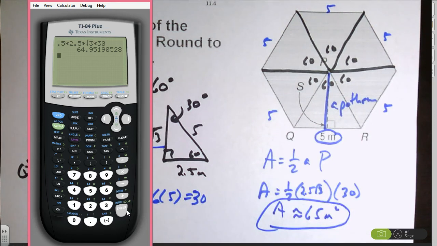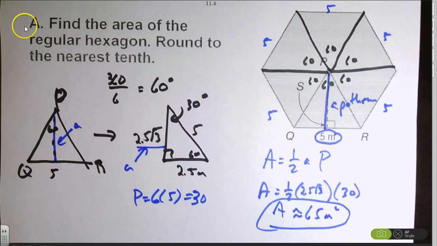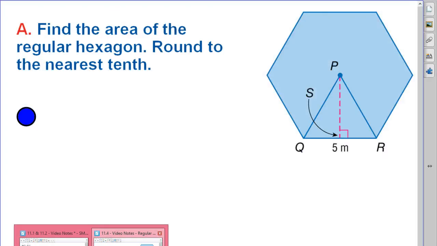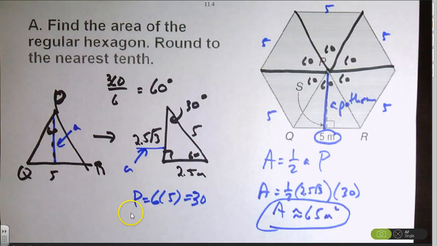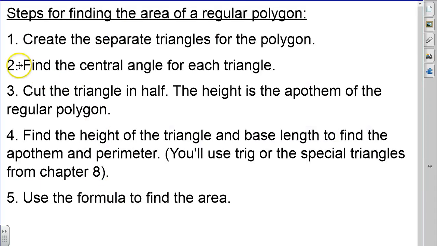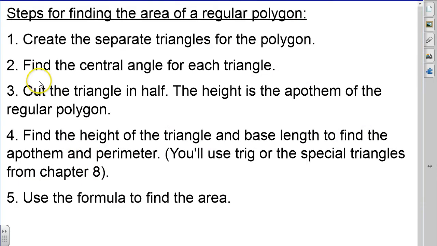Just to walk through really quickly again what happened in this one, going back by the steps. Create the separate triangles. I did that first, drawing on the other 4 segments. Then I found the central angle for each triangle. The reason is I'm going to use that central angle to find missing parts of this triangle. The next part is to cut the triangle in half, because the height is the apothem of the regular polygon.